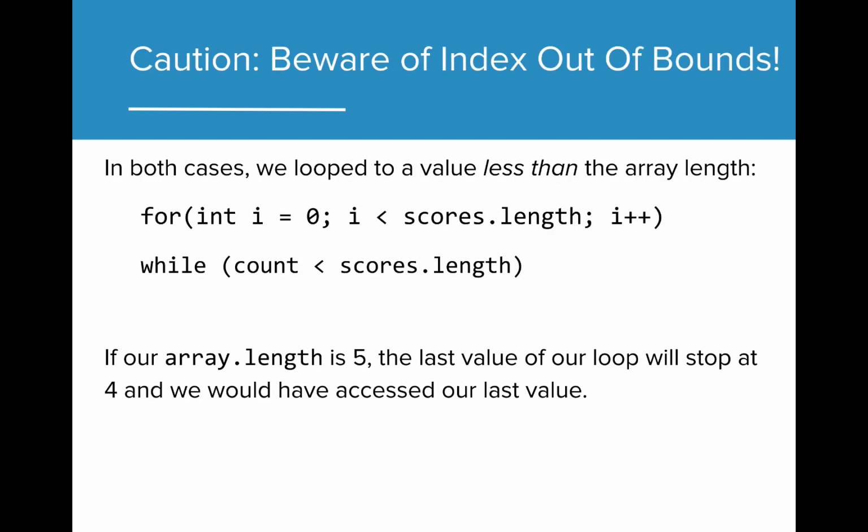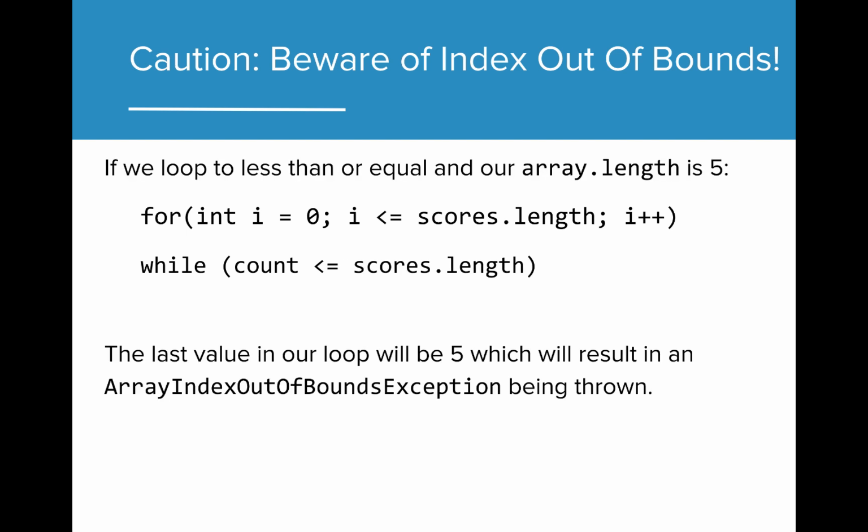When we set up our loops, it is important to make sure that we only loop through valid index values. In our examples, we looped through a value less than the length of our array. This results in our last value for our index to be 1 less than the length. If we are not careful, we can easily set our loops up incorrectly, and our loops will try to access an index that doesn't exist.